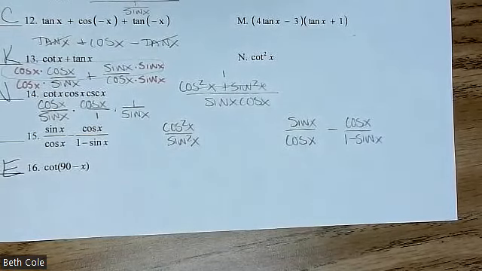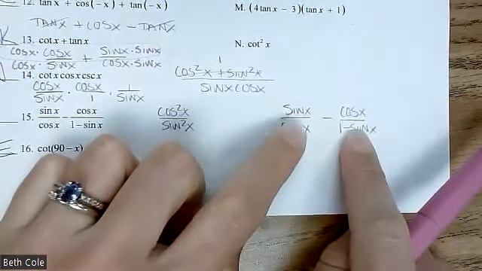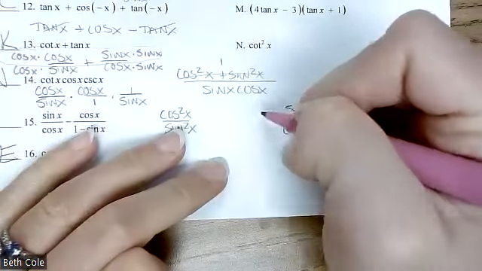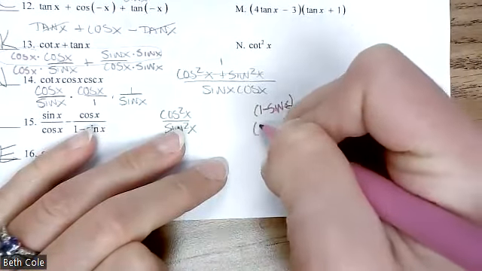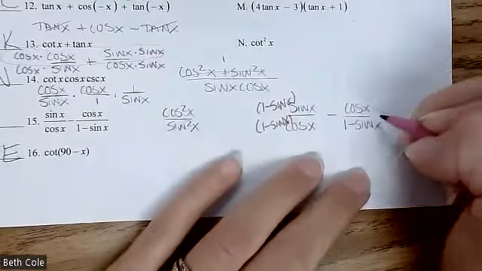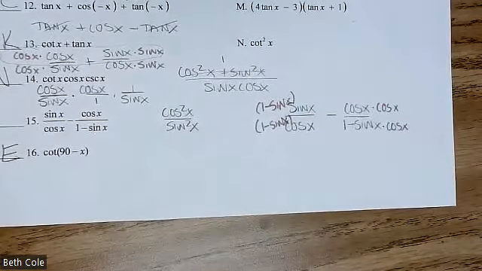Unfortunately, you need a common denominator. Your common denominator is just going to be those two things, all right? So this one, you're going to have to multiply by one minus sine. And this one, you're going to have to multiply by cosine. And it kind of turns into a little bit of a disaster. You'll be okay. Maybe. We'll see what happens.